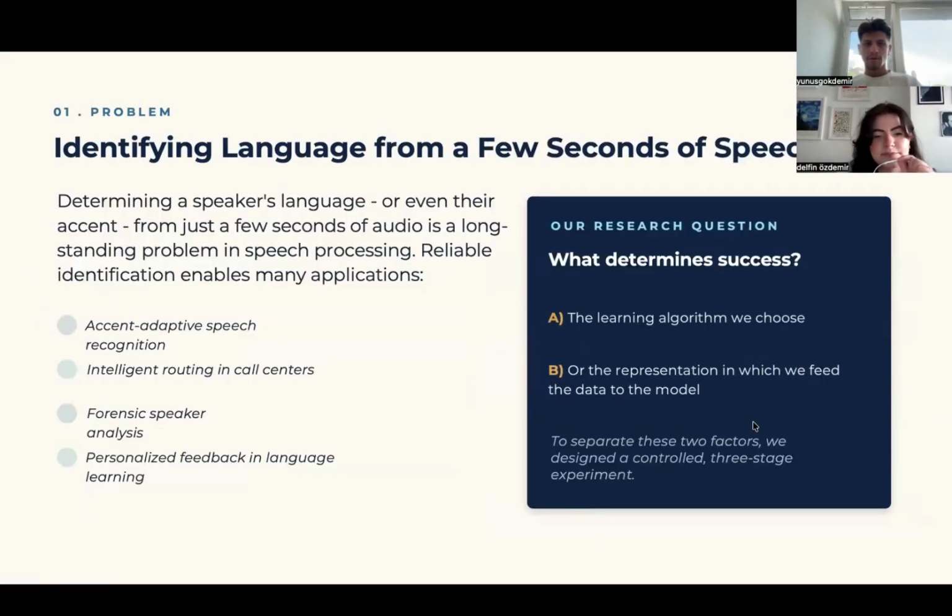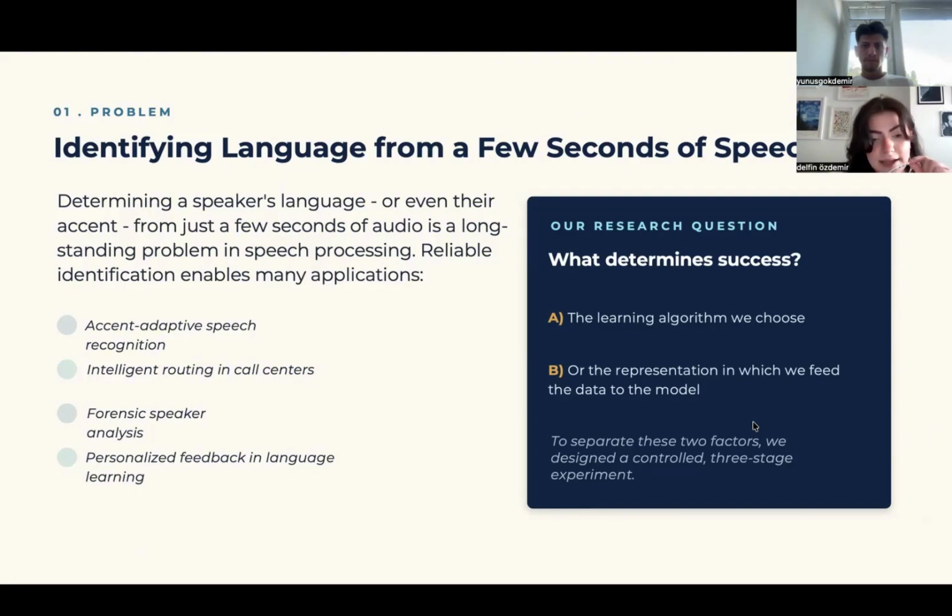So why does this problem matter? Identifying a spoken language or accent from a short clip is a long-standing challenge in speech processing. And it isn't just academic, it has real applications. Speech recognition systems that adapt to a speaker's accent work better. Call centers can route callers more intelligently. There are uses in forensic speaker analysis and in language learning apps that give personalized pronunciation feedback.